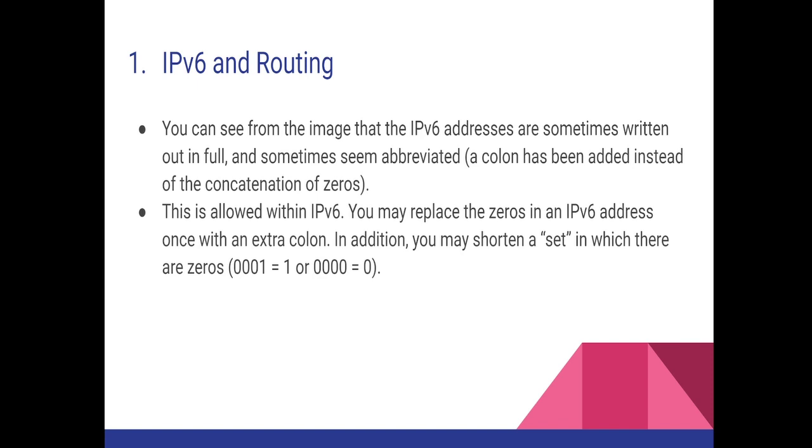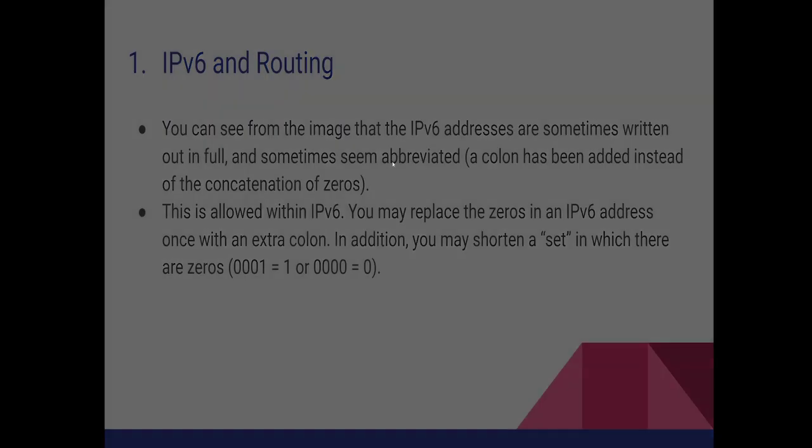From the image, you can see that IPv6 addresses are sometimes written out in full, and sometimes seem abbreviated. A double colon has been added in place of a sequence of zeros. Within an IPv6 address, you may replace zeros once with an extra colon. So that basically replaces them. It's just a shortening of the address eventually.